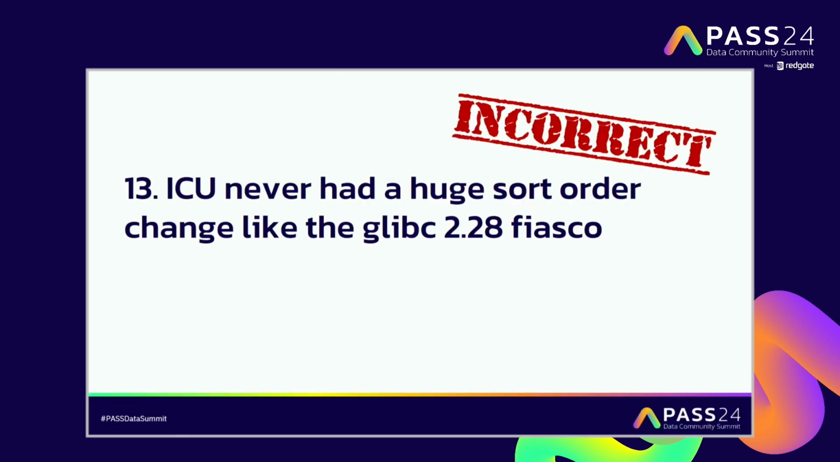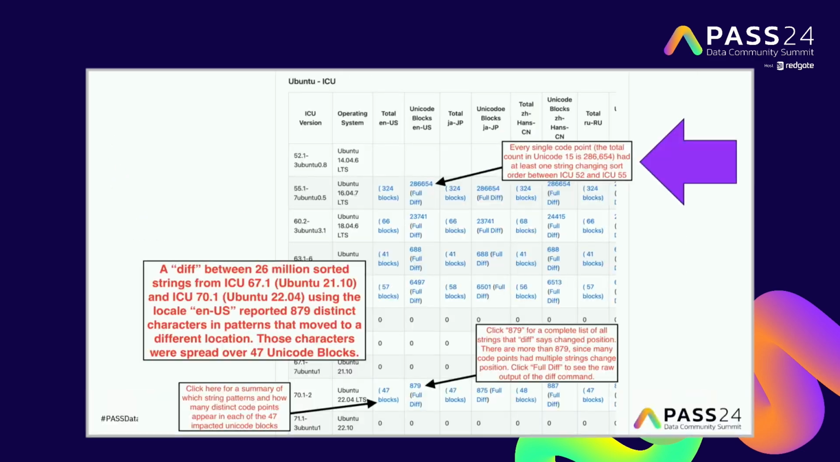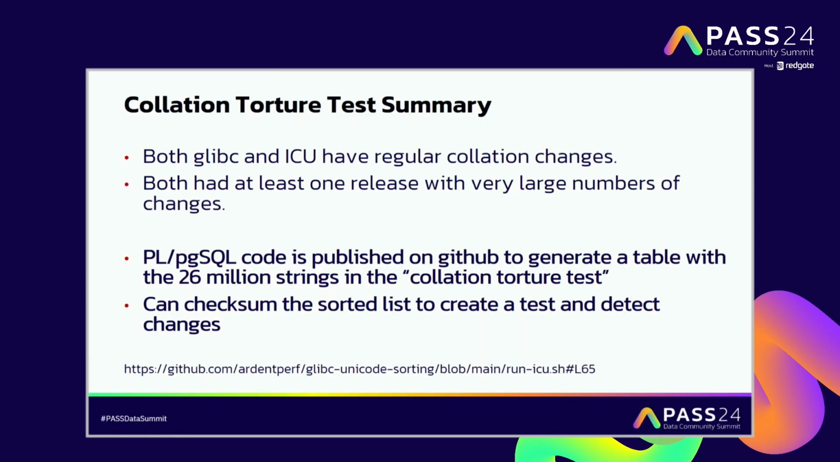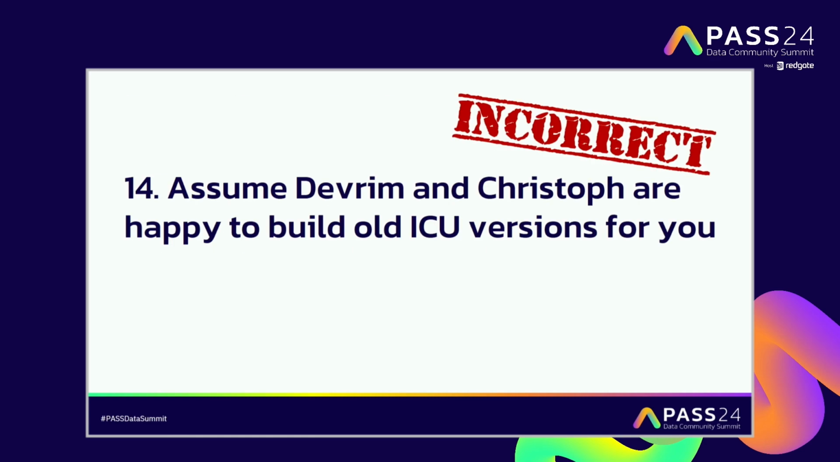But at least it's never had a huge change like glibc, right? Wrong. I put a big arrow, in case you missed it, up at the top: in between ICU 52 and 55, they had a similar massive, gigantic change. So quickly summarizing that torture test, both glibc and ICU have regular changes to sort order, as we would expect. They've both had at least one release with a huge number of changes, and you can jump out on the internet to GitHub and find a couple of code snippets to help you if you want to dig into this a bit more.